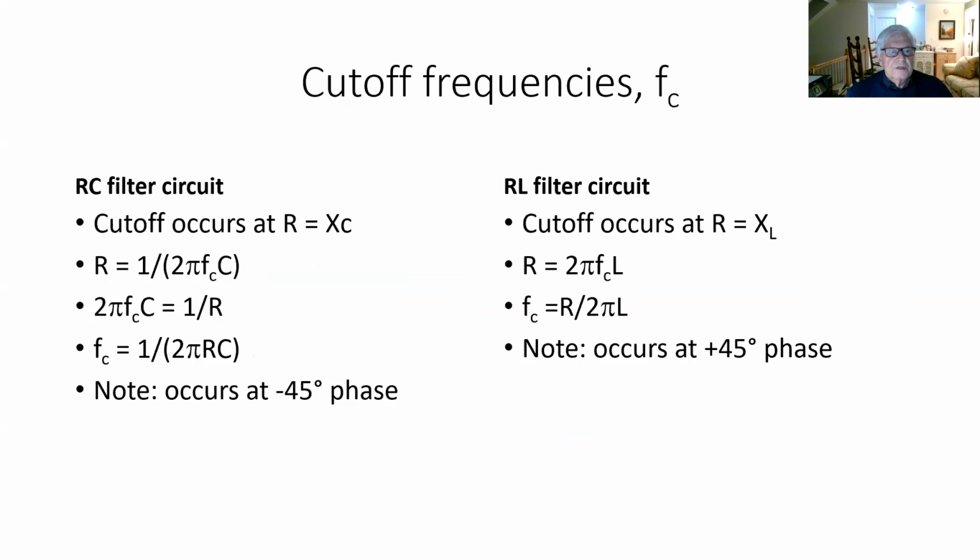So the cutoff frequencies occur, in the case of an RC filter, when the resistance equals the capacitive reactance, so that FC is equal to 1 over 2 pi RC, and it occurs at minus 45 degrees phase shift. And the RL is the opposite. It is when R is equal to the inductive reactance, giving us a cutoff frequency at R divided by 2 pi L, which occurs at the plus 45-degree phase.